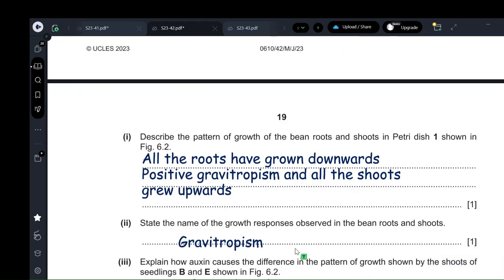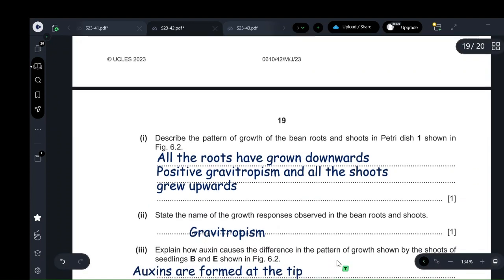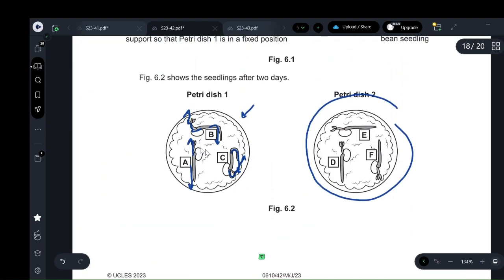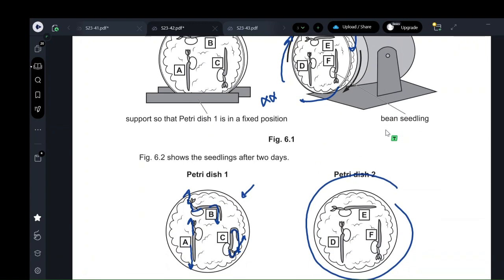Explain how. This is the explanation question. How the auxins cause the difference in the pattern of growth shown by the shoots in seedlings B and E. Shoots. Here he's talking about the stem. Why did the stem here always go upwards, while the stem in the other dish grew horizontally in the same direction as it was? It did not go upwards. Why is this?